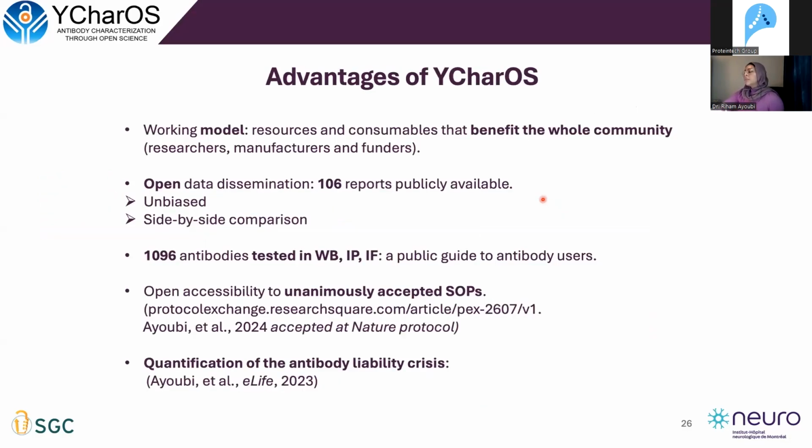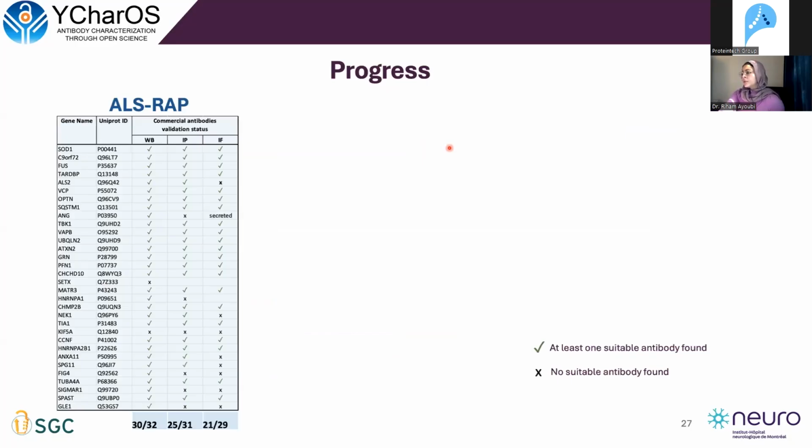YCharOS's working model benefits the whole community, where all results from these different resources and consumables contributed for this mission are at your disposal as a community, since we are openly sharing them without eliminating any negative results. The success rate of the YCharOS approach is also high. For every project that we worked on, at least one suitable antibody is found for each application and for each target.